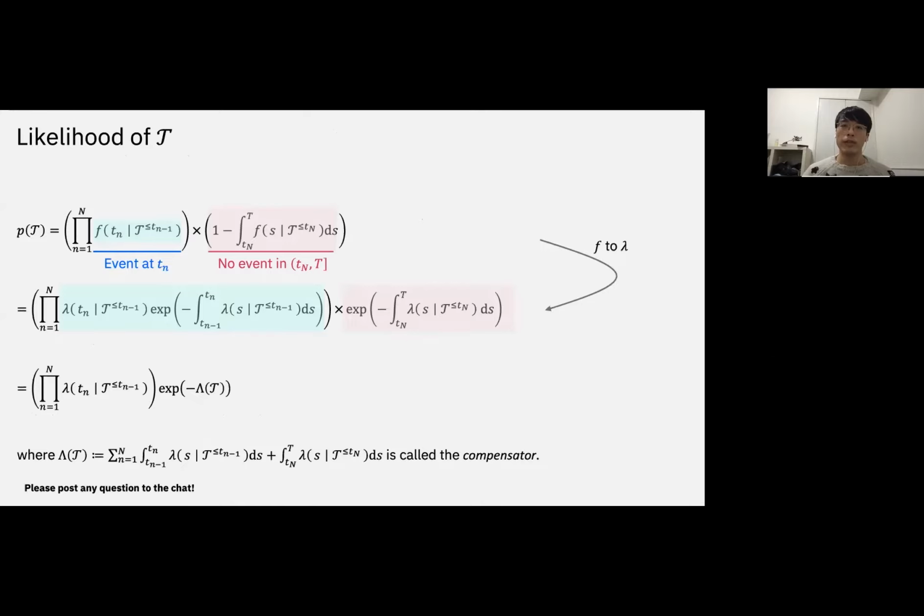And once we obtain a probabilistic model of an event sequence, what we want to do is to define the likelihood of the event sequence and to learn a model from the data. So let me first introduce how to define the likelihood of the event sequence. The probability density of the event sequence is defined by this equation by using the probability density function.